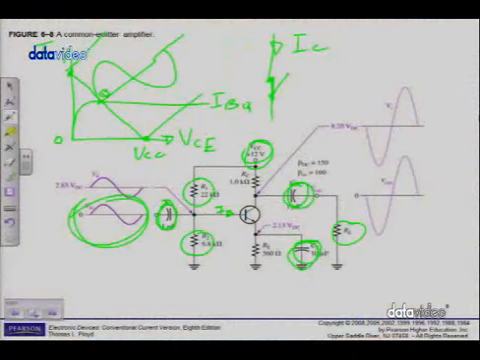All right, now I have biased my circuit. Now I can apply my signal that I want to amplify. So what has happened? Now there was my Q point. Now I apply the signal. Now I can see firstly.